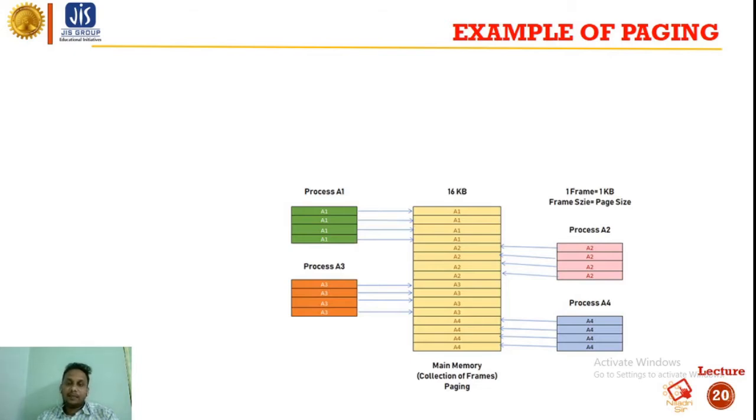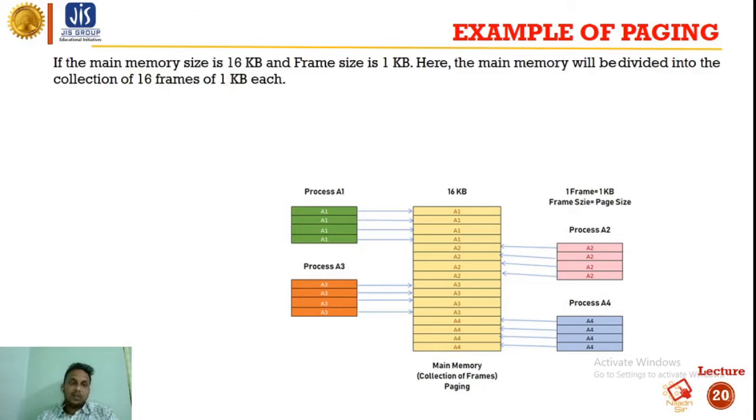So this is an example of process and paging. If the main memory size is 16 KB, the main memory will be divided into 16 frames of 1 KB size. So this is the main memory. The size of the main memory is 16 kilobytes, so it has been divided into 16 frames. These 16 frames are each of 1 kilobyte size.